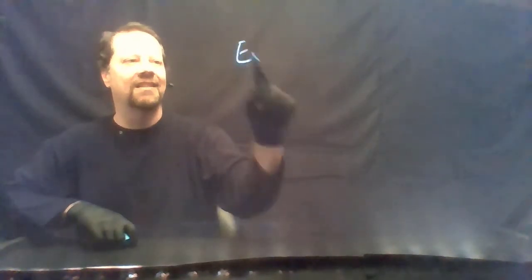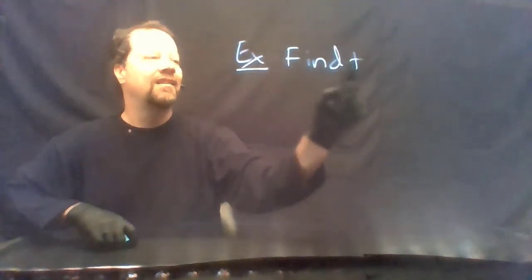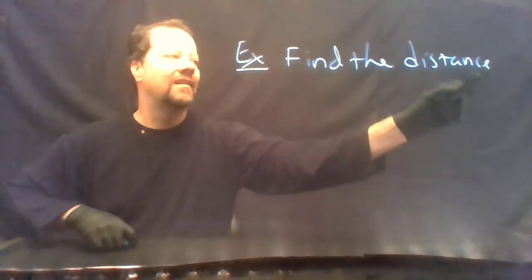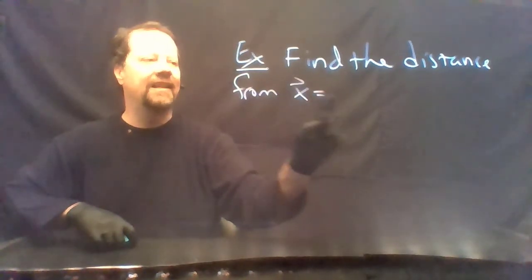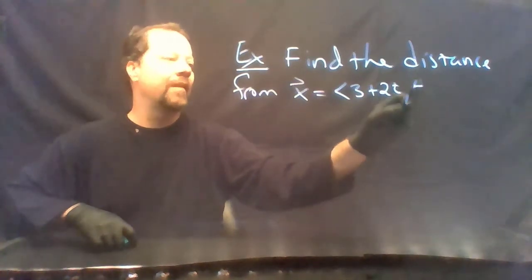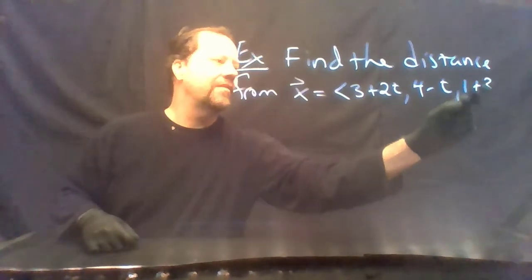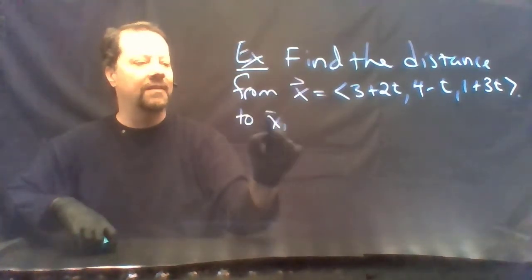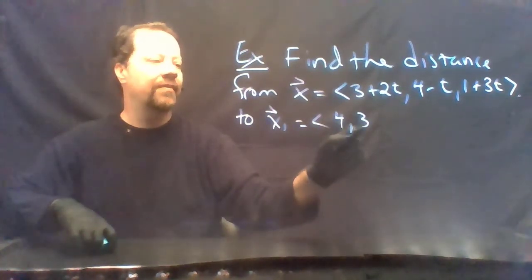Let's give this a shot. Find the distance from the line x equals, let's say, 3 plus 2t, 4 minus t, and 1 plus 3t to the point x1 given by, let's say, 4, 3, 2.